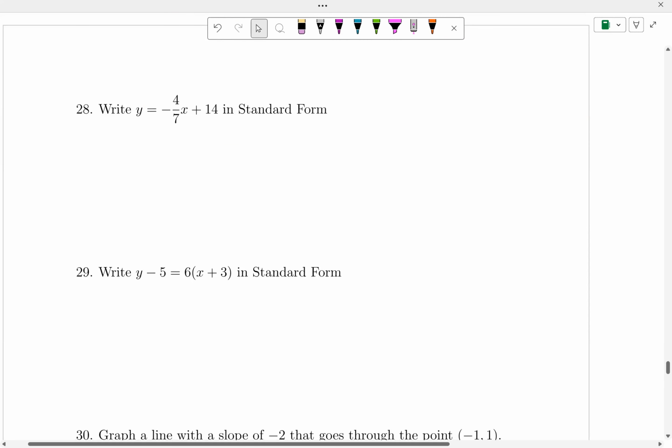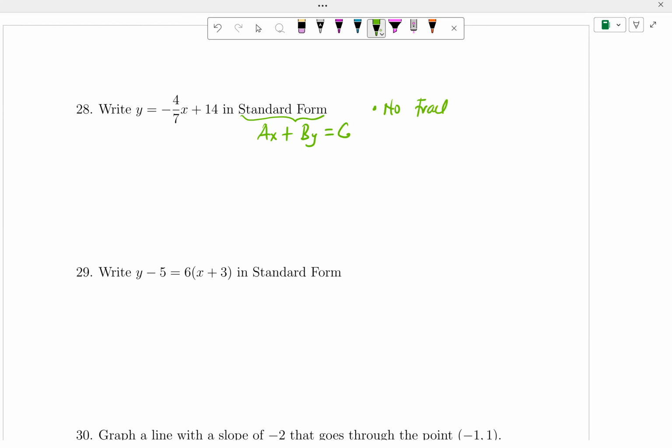Okay. When you're writing equations in standard form, what does standard form look like? Ax plus by equals c. Remember 2 rules that you have to abide by. One of the rules, no fractions are allowed. Rule number 2, the ax, this thing here, must be positive. It can never be a negative. Anything else can be negative, but that first thing, ax, must be positive.